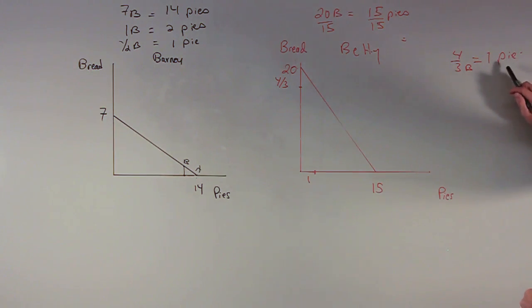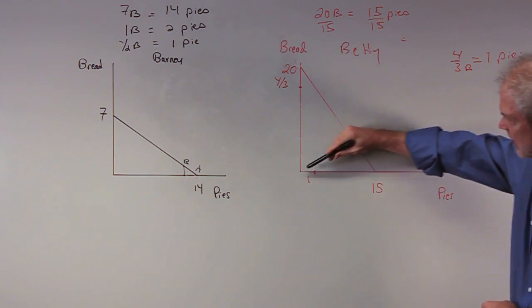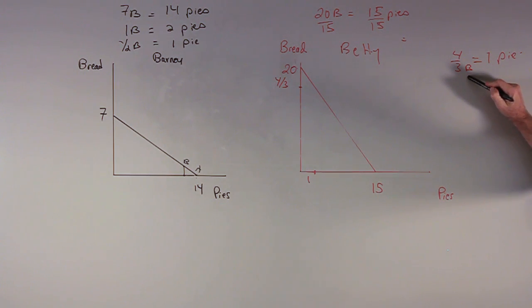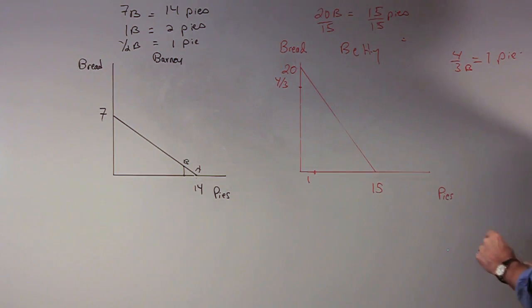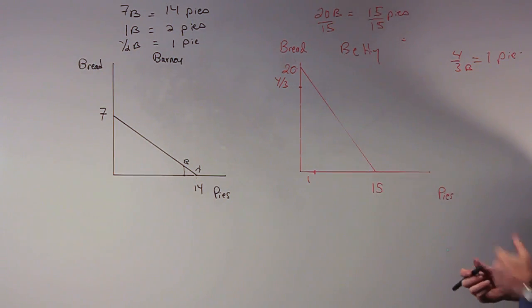Well, we already know that. Every time she produces 1 pie, she has to give up a lot more bread. She has to give up 4/3 of a bread. Wait a minute. Even though she's more productive, she has a higher opportunity cost of producing pies than Barney does.